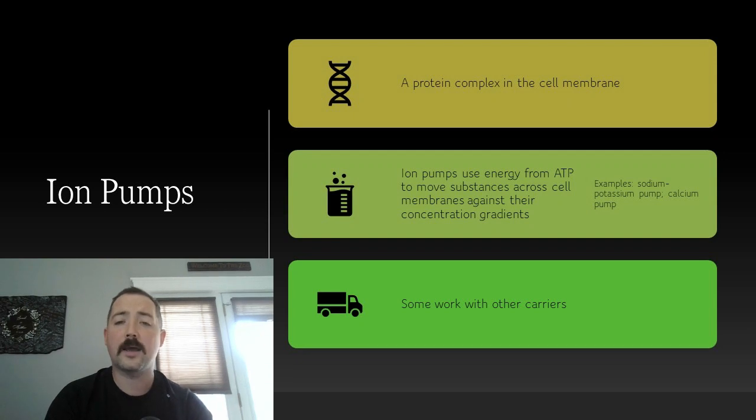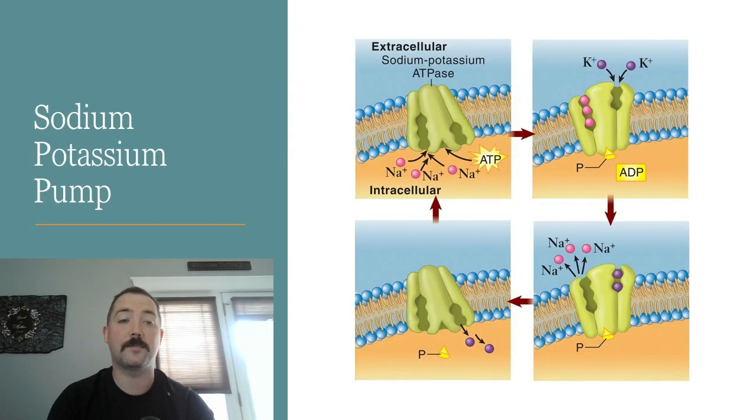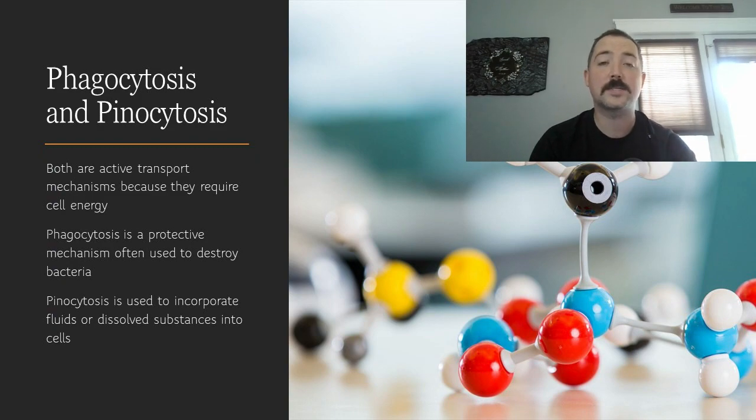The most common ion pumps would be the sodium-potassium pump, which is used in nerve and muscle cells to transmit information back and forth. Outside of the pumps, we also have phagocytosis and pinocytosis.